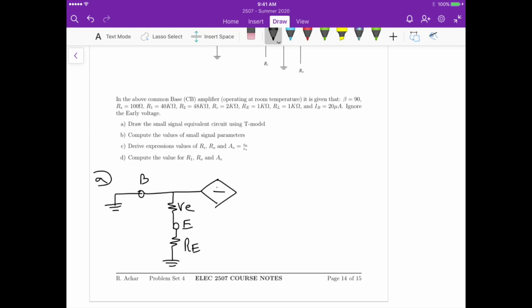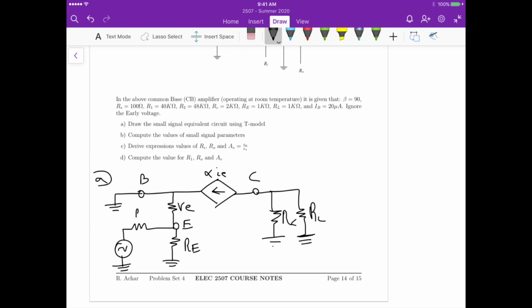Here we have the current source, alpha IE. Then we have the collector resistance RC and the load RL. And then our input is connected here, so it goes directly to the emitter. This is RS. This is VS. Okay. So this is the small signal model.